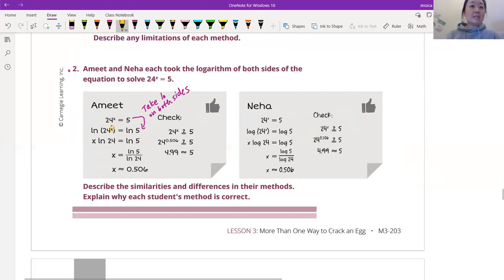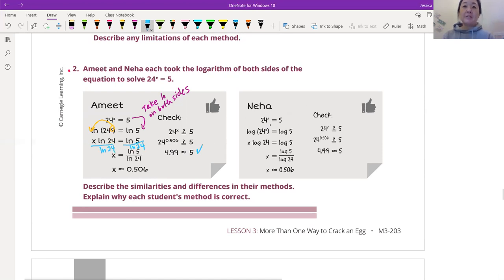We took this x and put it in front, so that's where the x is from. And then you just divide both sides by natural log of 24, and you get about 0.506. Notice they do a little check here. Just plug it back in and you should get really close to it. It won't be exact just because we have to round. There's no way it's going to be exact. There's your check. If it's about right, we're okay.